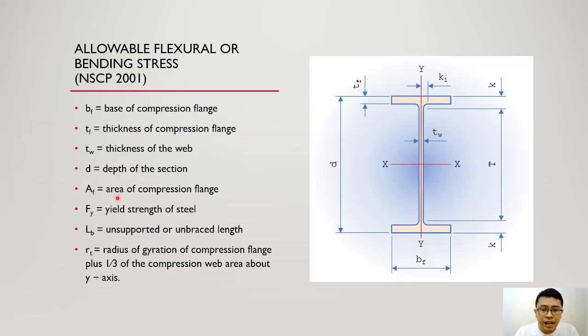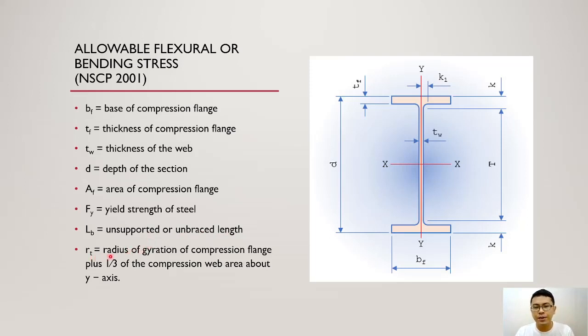All right, AF is the area of the compression flange, which is simply BF times TF. And then FY is the yield strength of steel. Familiar with that? For different types of steel having different strengths, we have different values for FY. LB is the unsupported or unbraced length. I will have to read the problem to take note of the phrases that would indicate the unbraced or unsupported length of our beam.